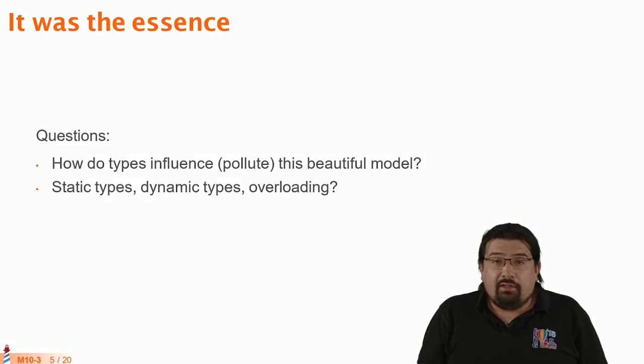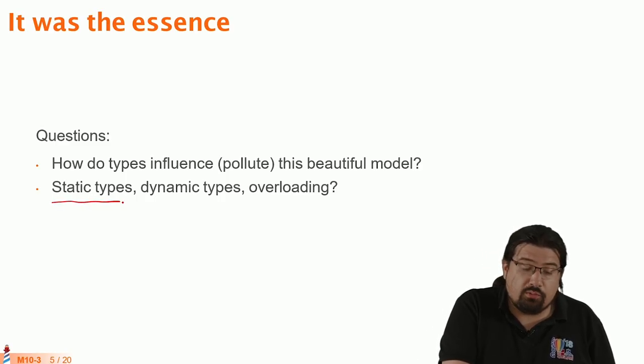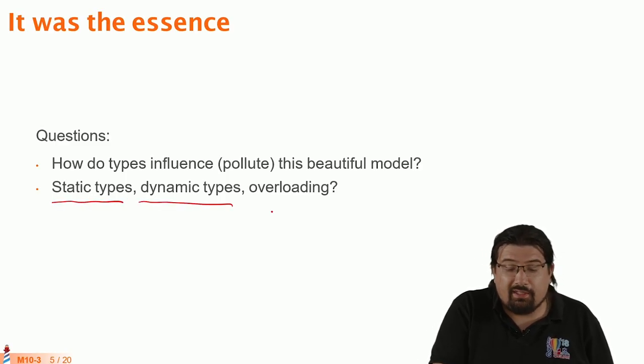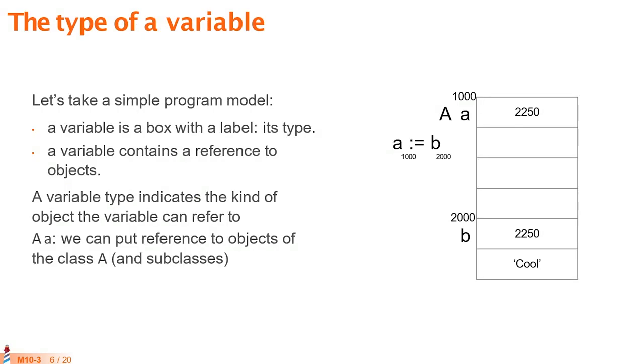This was the original idea of sending messages, of having a message-send based system. But the problem is that when we started having the idea of static types and static type checking, we polluted this beautiful model. And now we have problems with how it works with the static type, what a dynamic type is, and how overloading works. Basically, we have to start defining what the type of a variable is.